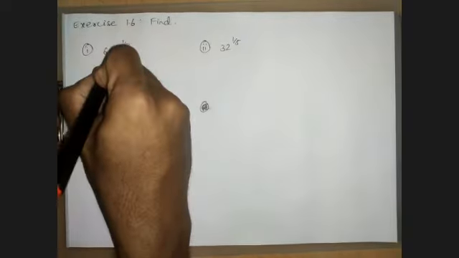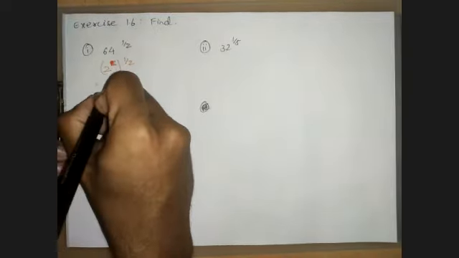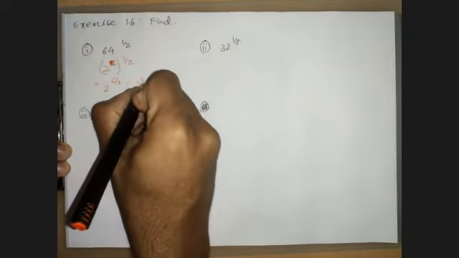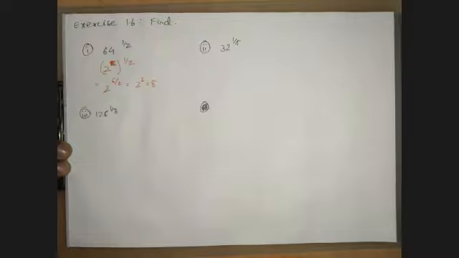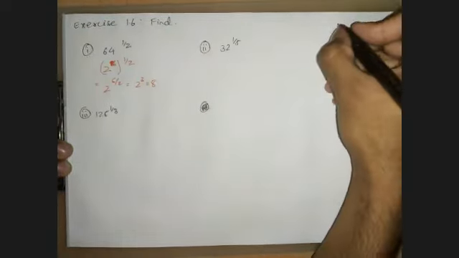Sorry, 2 power 6 power 1 by 2. That is equal to 2 power 6 by 2, which is 2 power 3, which is equal to 8. So now, we have 2 powers very often. So let us write this.